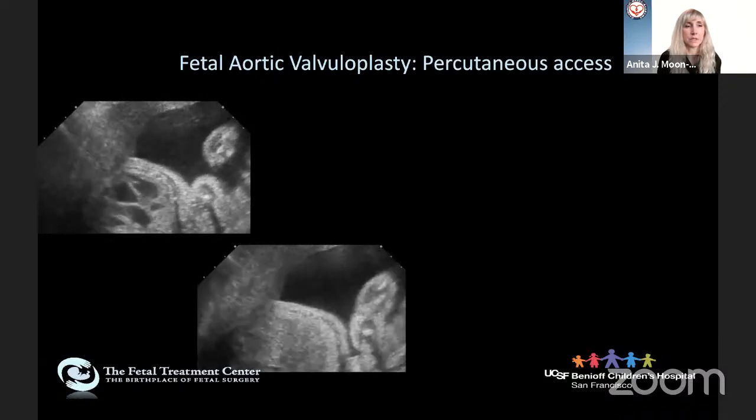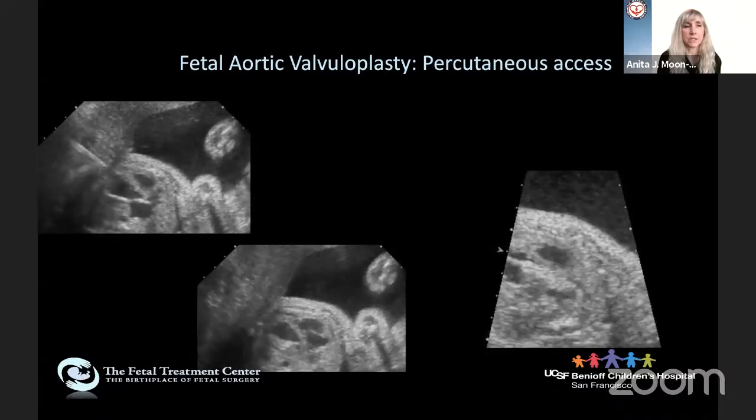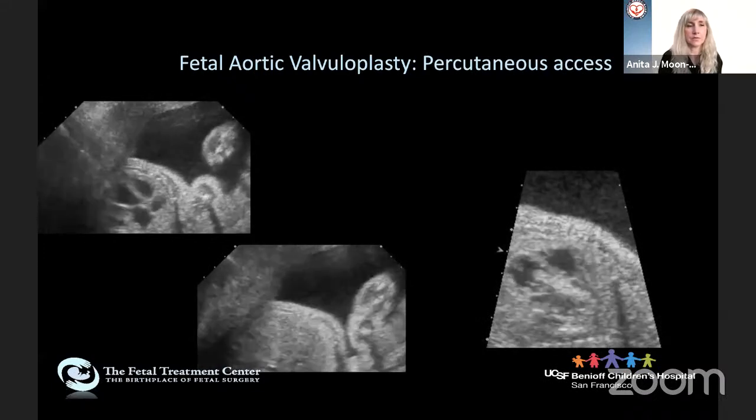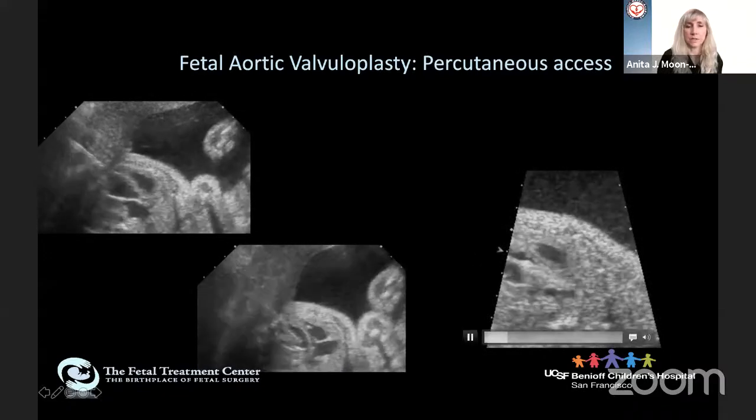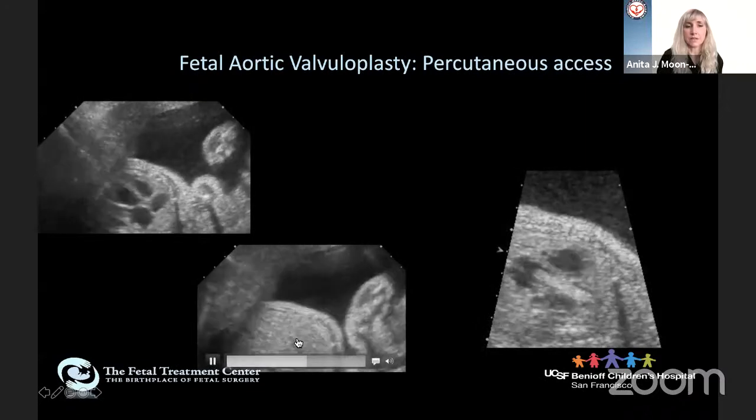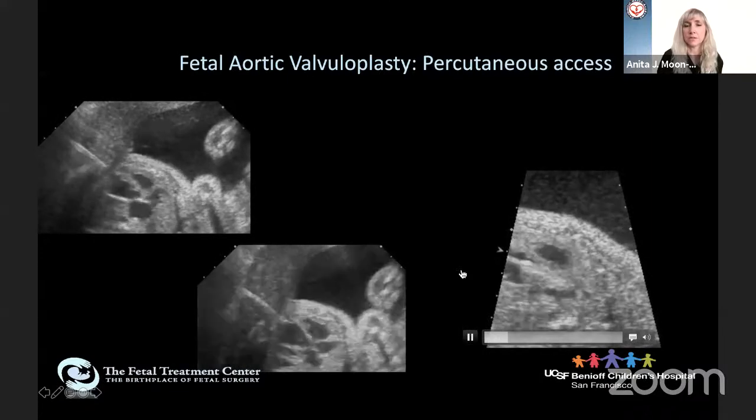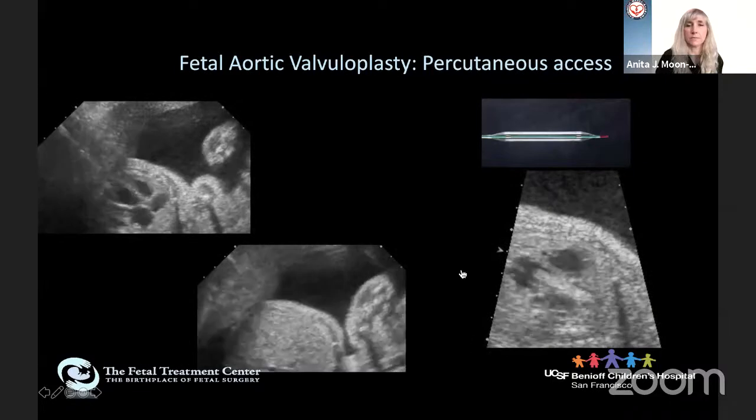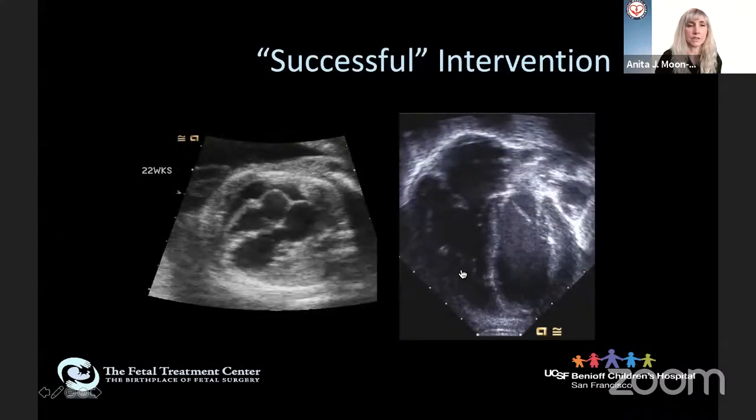Fairly simple in concept, and for our obstetric and radiology colleagues who are used to putting needles into fetuses for a variety of reasons, fairly simple for them to accomplish within a few minutes once the fetal position is good. The needle is shown here, introduced through the aortic valve, and then the balloon is blown up.